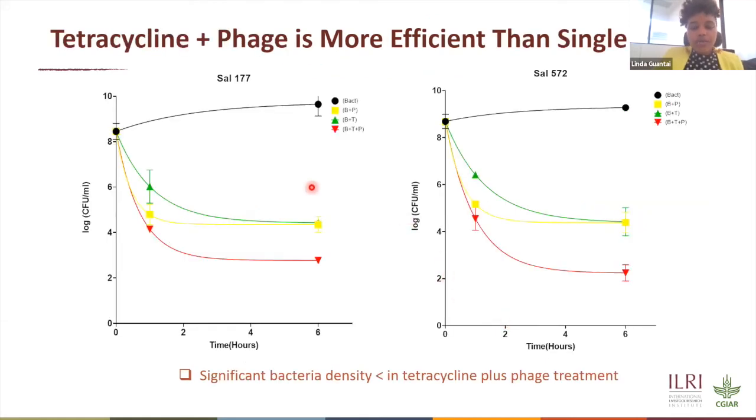For tetracycline, we had 2 isolates that had significant bacterial density reduction when we used both tetracycline and phages at the same time.